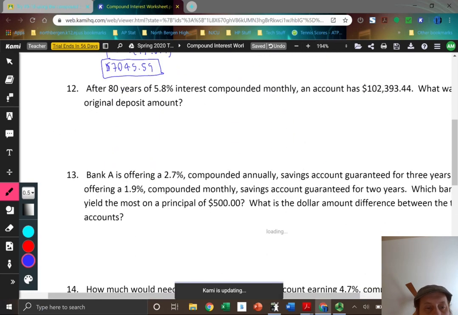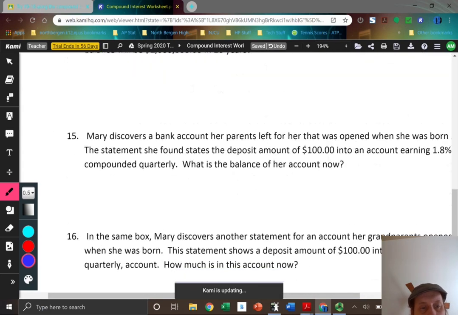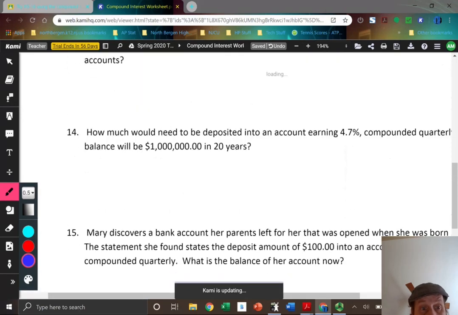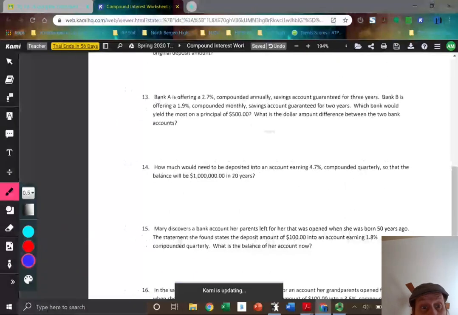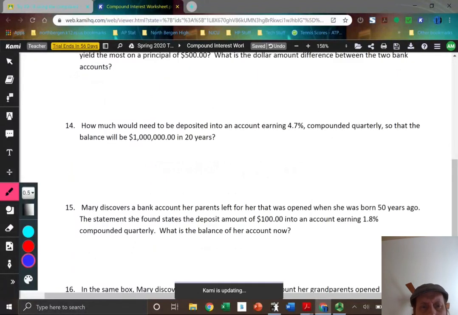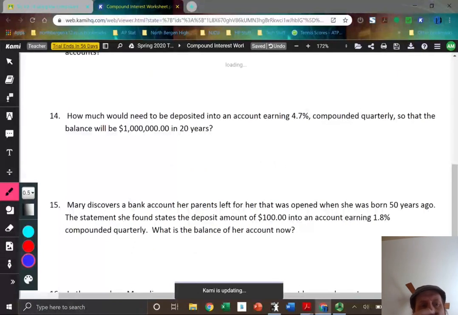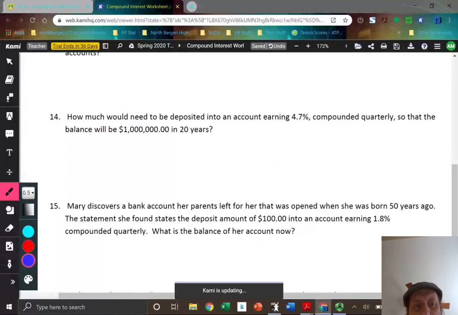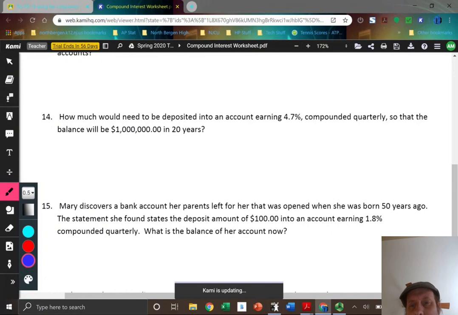All right. So I'm just trying to look right here if there's any other questions that you may have had that might be beneficial for me to go over. How about number 14? How much would need to be deposited into an account earning 4.7% compounded quarterly so that the balance will be $1 million in 20 years?